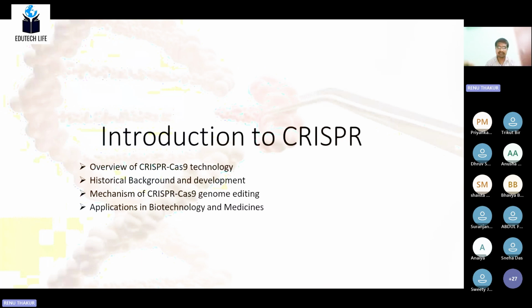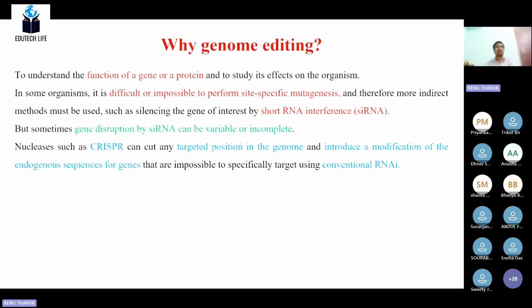And why genome editing? To understand the function of a precise gene or the function of a protein, or of a process, we study its effects on the precise natures. In some organisms, it is difficult or impossible to perform site-specific mutagenesis, and therefore indirect methods must be used, such as gene silencing through siRNA complex. But sometimes gene disruption by siRNA can be variable or incomplete.